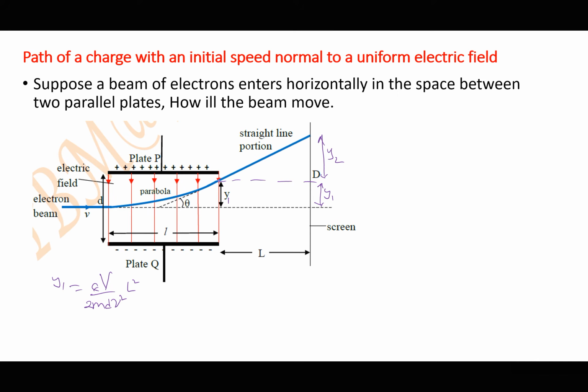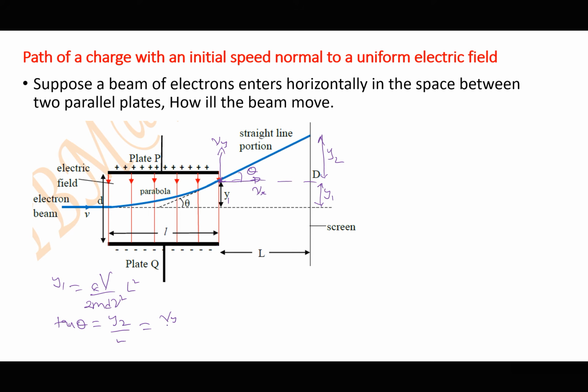So at this point where it emerges, it has a velocity in the vertical, it has a velocity in the horizontal. This is Vx, this is Vy. And this angle here, theta, is the same as this angle here. If the distance between the plates and the screen is L, you will realize that tan of theta is going to be opposite, which is y2, over adjacent, which is this distance L. But at the same time, using Vx and Vy, tan theta is going to be opposite over adjacent.